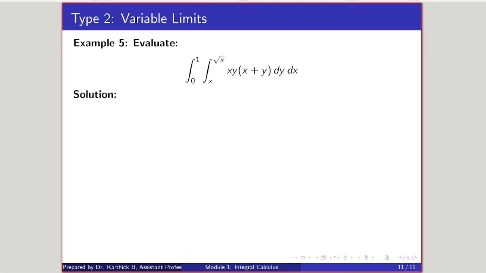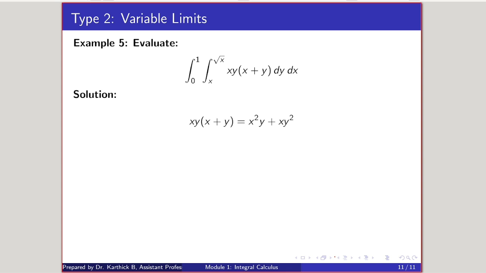So the next problem here, the limit of y depends on x. So it varies from x to root x. So clearly y depends on x, and dx varies with constant limits. The lower limit will be 0, the upper limit will be 1. Surely this problem is in the correct form, so we may evaluate this.